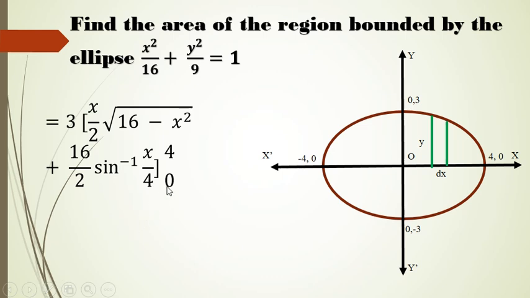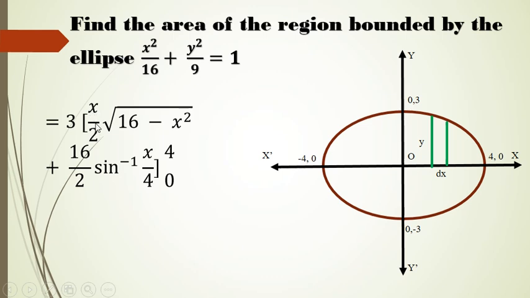When we put x equal to 4, then here will be 3 times, first term, 4 by 2 times the square root of 16 minus 4 square, which is 16 minus 16 equal to 0, and we know that the square root of 0 is 0, plus 16 by 2 sin inverse 4 by 4. When we cancel out 4, then we get 1, and we know that the value of sin inverse 1 is pi by 2.